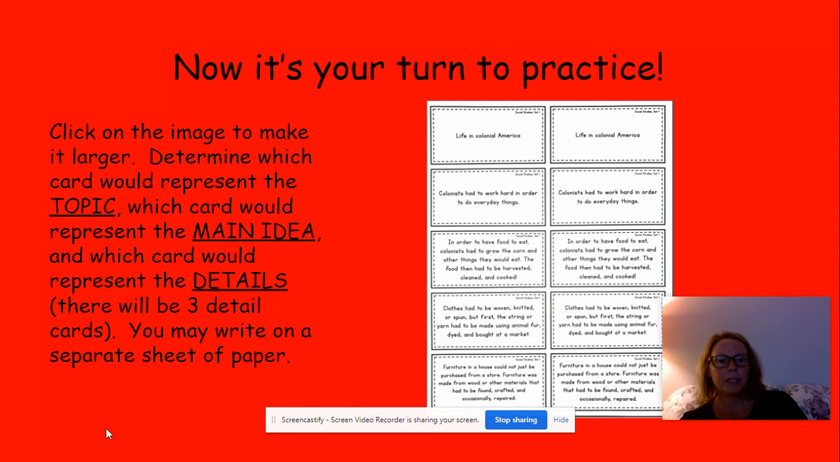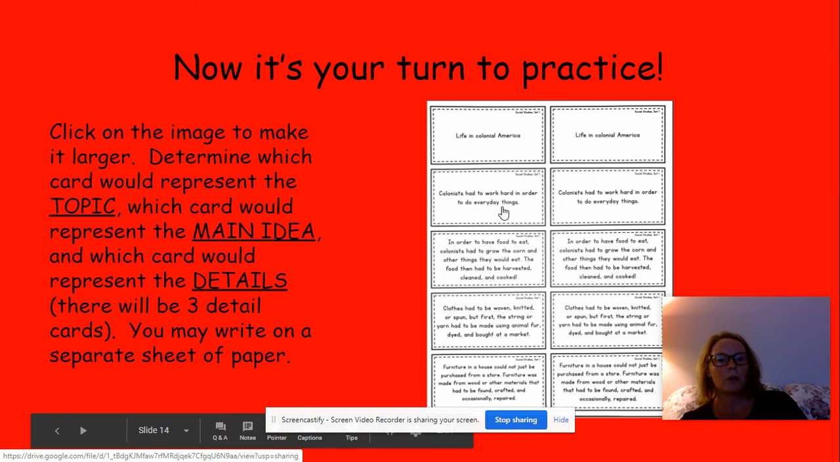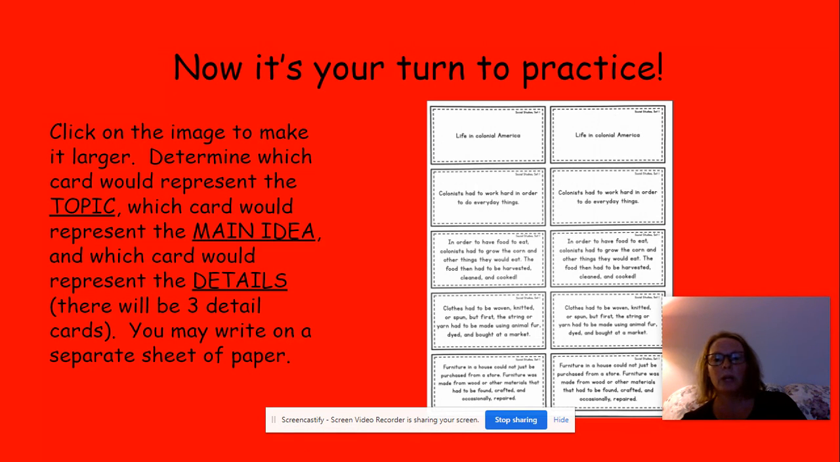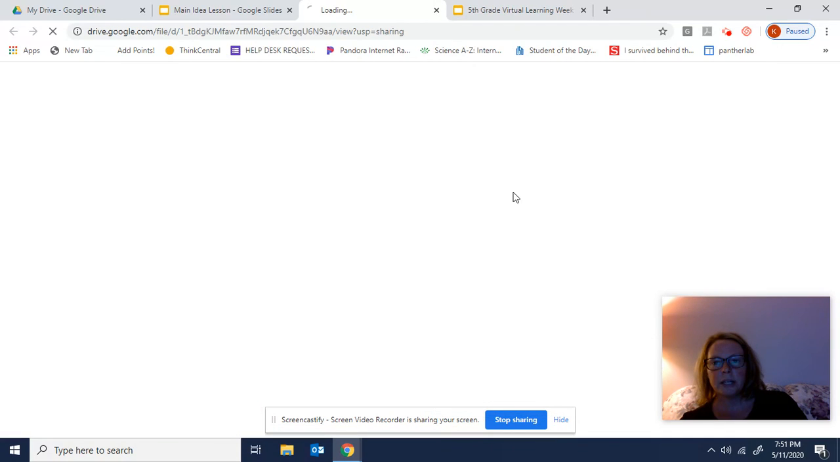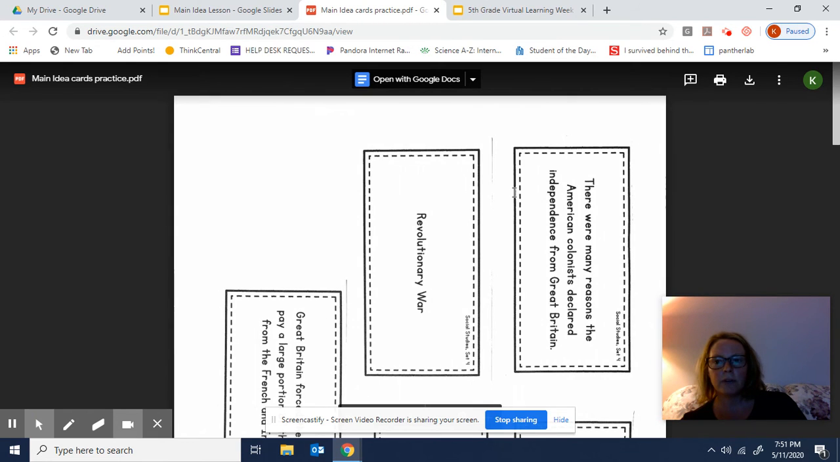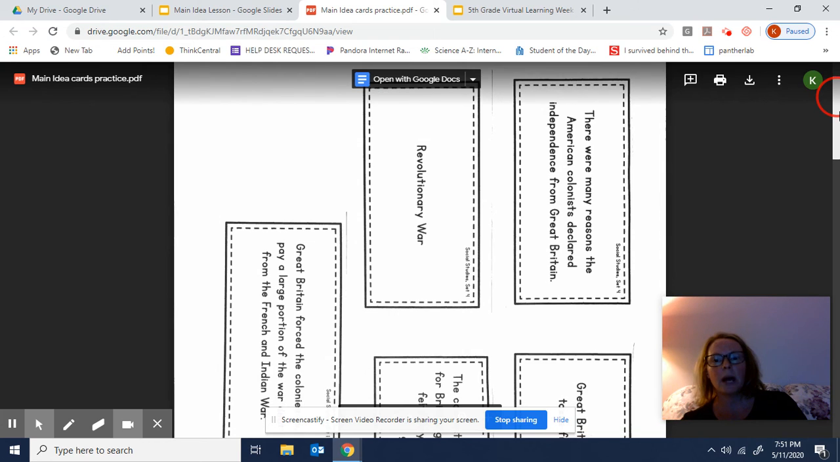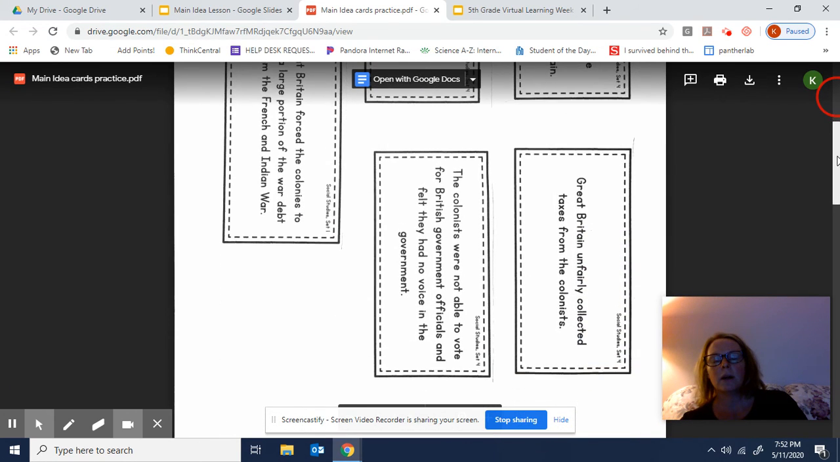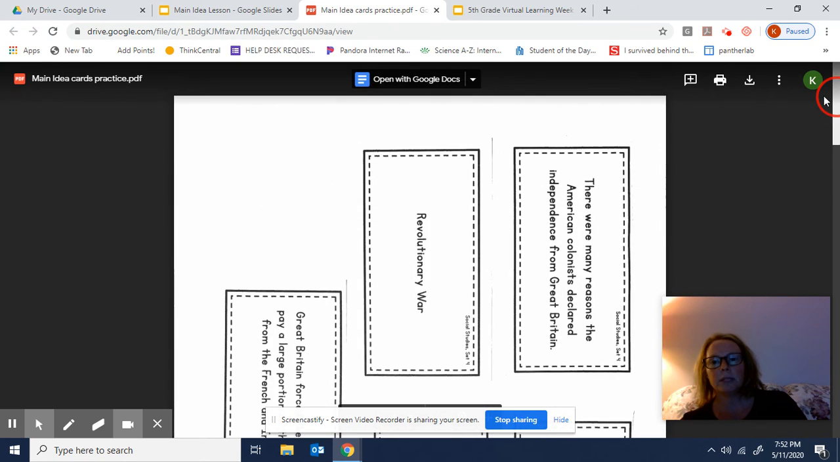I give you a chance to practice by clicking on this image to determine which card would represent the topic and which card would represent the main idea and which three cards would represent the details. I'm going to give you a quick peek. I apologize because the second one is upside down for some reason, and I couldn't for the life of me fix it. You do not have to write these out. You could even just say, Mom, I think this one would be the topic. I think this one would be the main idea. And I think these three would be the details.